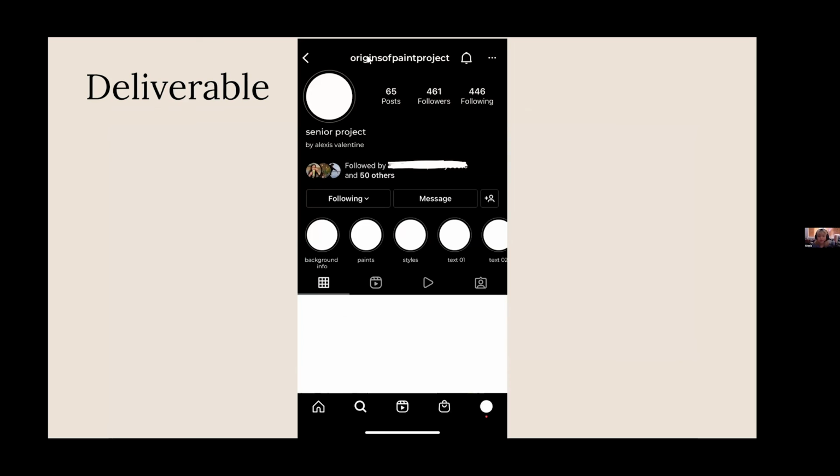And this is the mock-up for my social media. I didn't put any specific posts or anything, but these are the categories I'll have to post on the story. I also plan to time lapse each painting to post on the reels, which reels can be over a minute long.